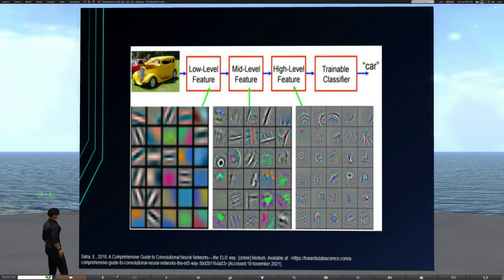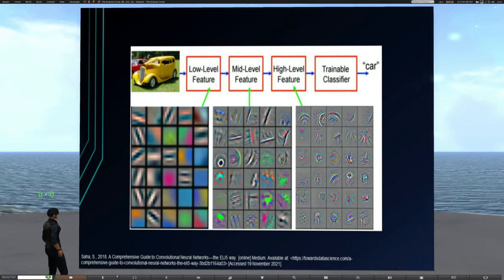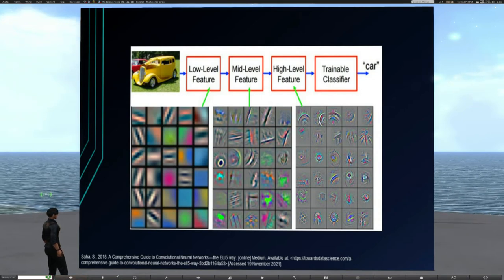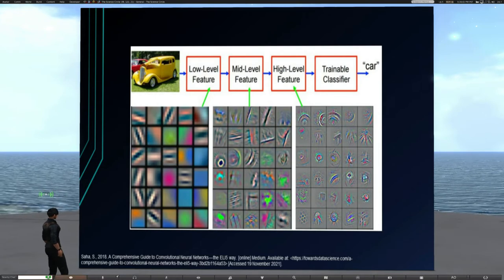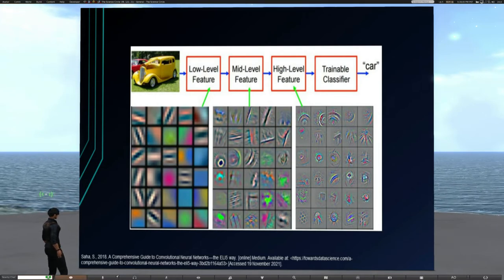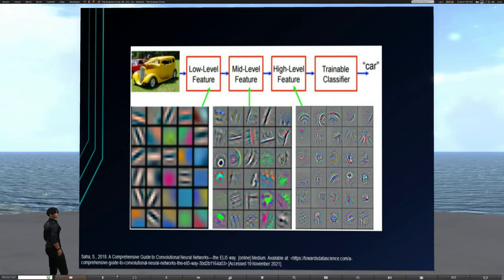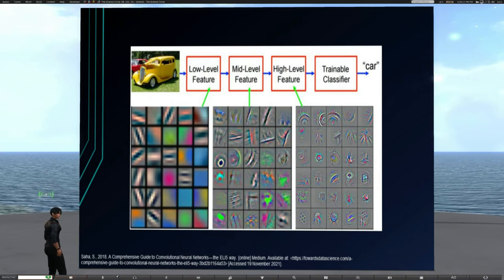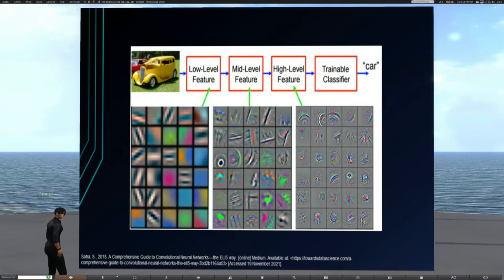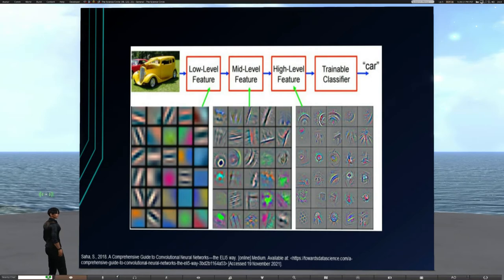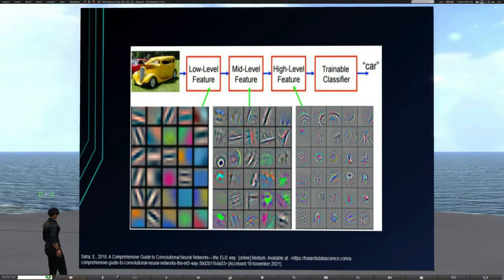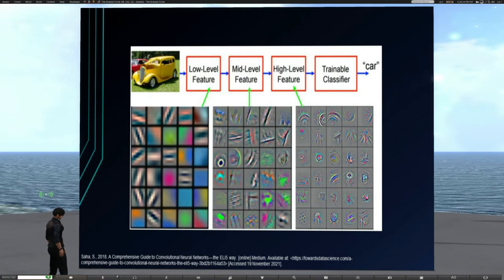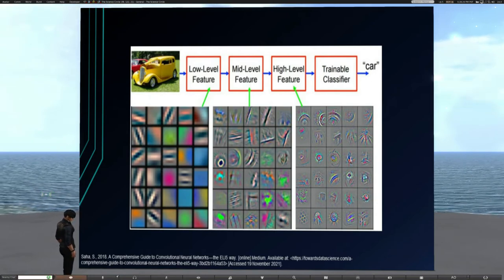Those lines that we saw earlier, the horizontal lines, the vertical lines, the dots, those things are low-level features. And as you add those features together, and as you go down the depth of the neural network, those lines, those dots, those circles, they translate to mid-level and high-level features like wheels, like legs, like ears, like a nose, a facial feature. And that helps the computer to identify what the object actually is.